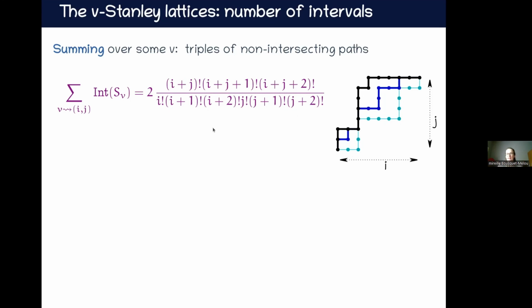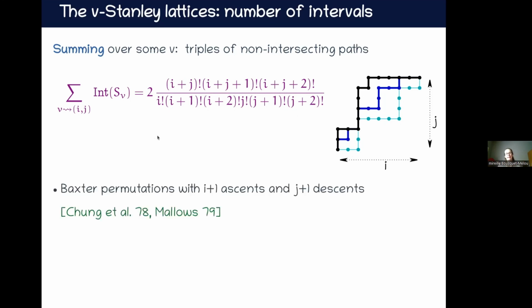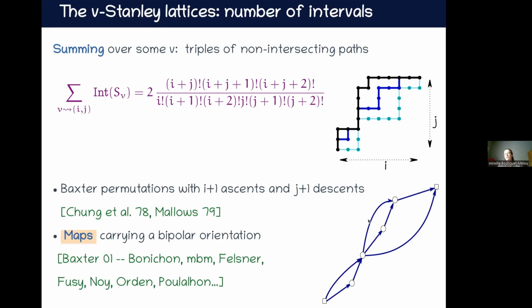So again, these numbers occur somewhere else. In particular, they count certain permutations called Baxter permutations, which were counted a long time ago. And more recently, it was realized that they also count some maps, namely maps equipped with what is called a bipolar orientation of the edges. You probably guess what this means from this picture.